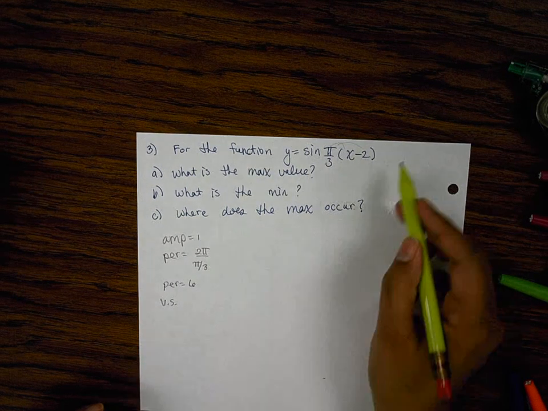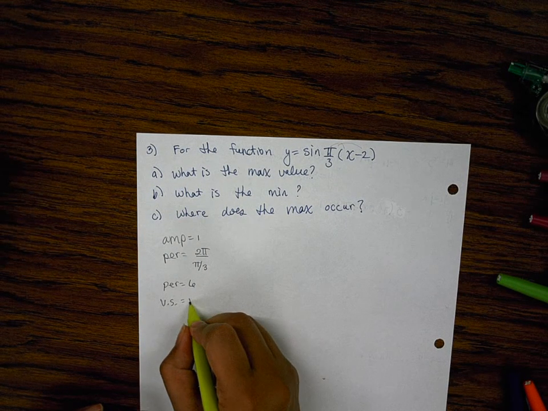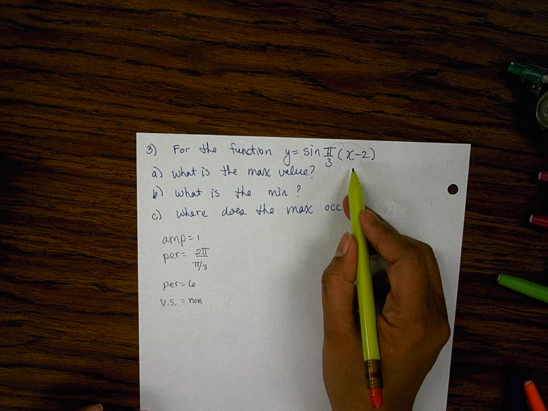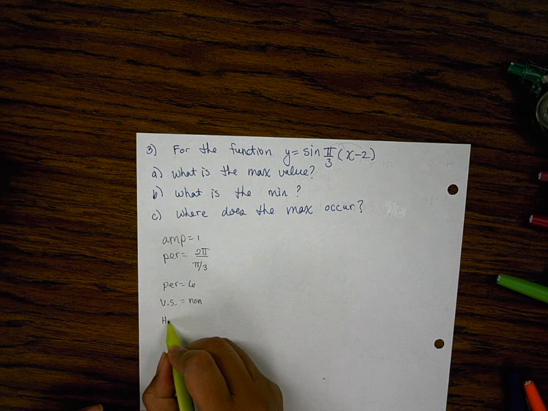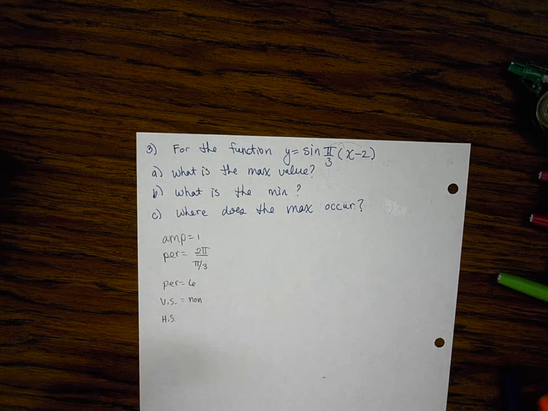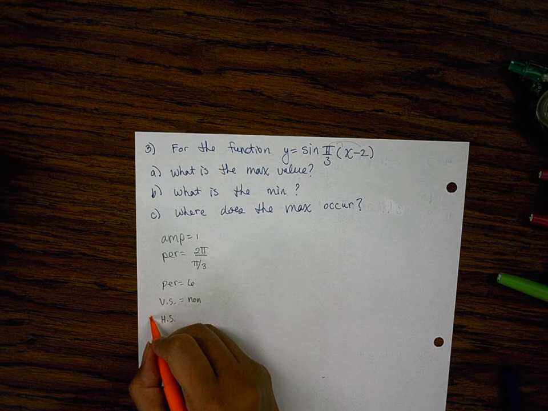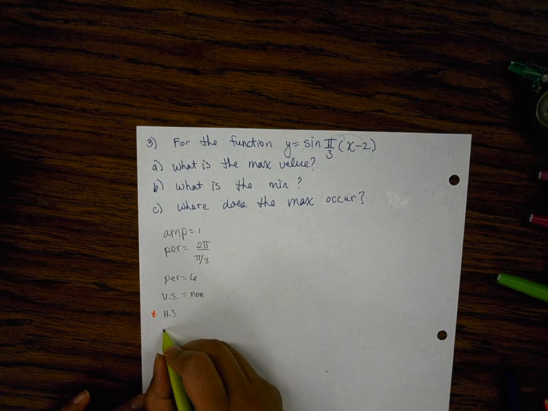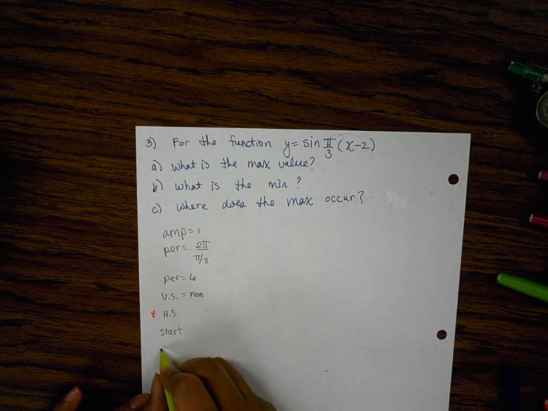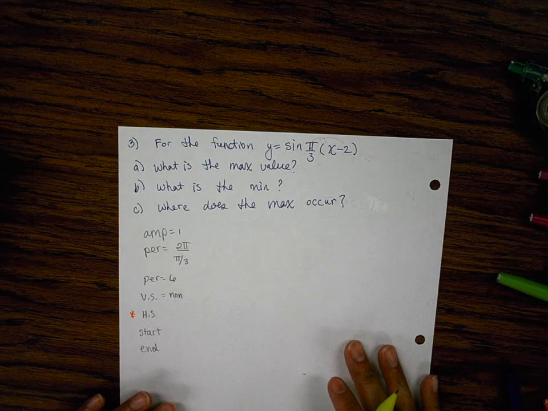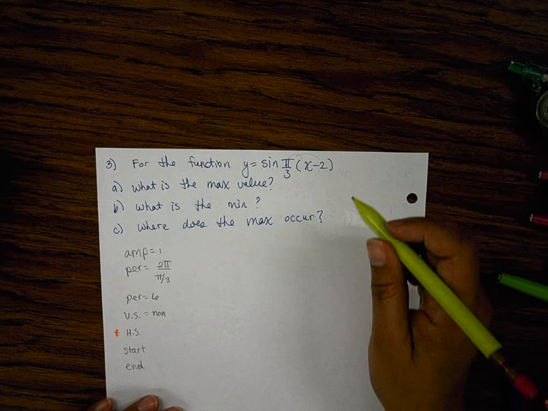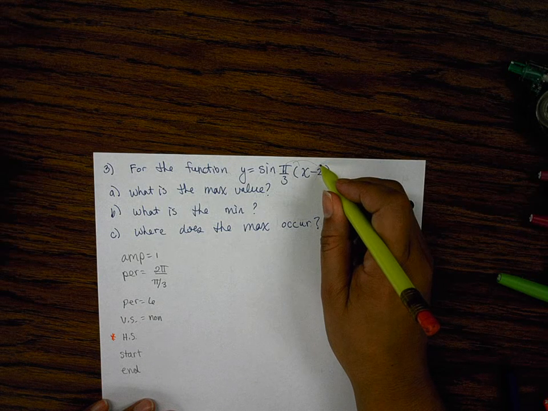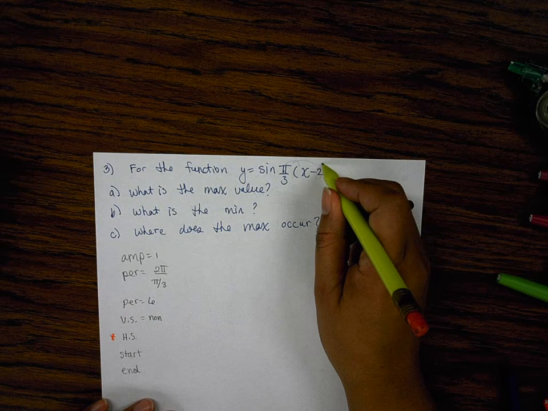It's 2 pi times 3 over pi, which equals 6. Your period length is 6. Your vertical shift, there's no number out here, none. Horizontal shift, there is a horizontal shift, which means there's going to be a start and an end, so I'm going to put a star here. Whenever there's a horizontal shift, which there is, you will have to adjust your start and your end.